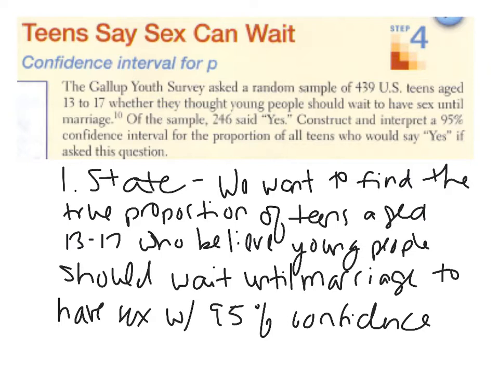So this is my statement: we want to find the true proportion of teens aged 13 to 17 who believe young people should wait until marriage to have sex with 95% confidence. You can reword that a little bit, but those things all need to be there: the fact that it's teens and their certain age, what they're asking them about, and how much confidence you want there.